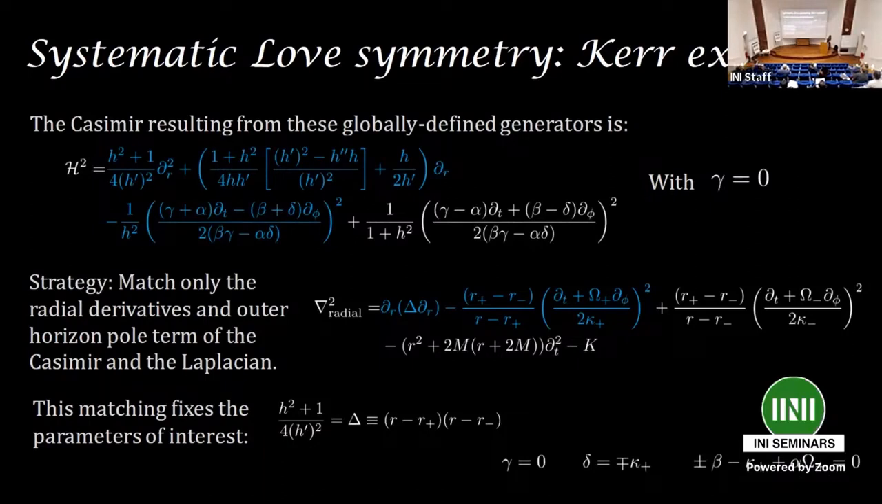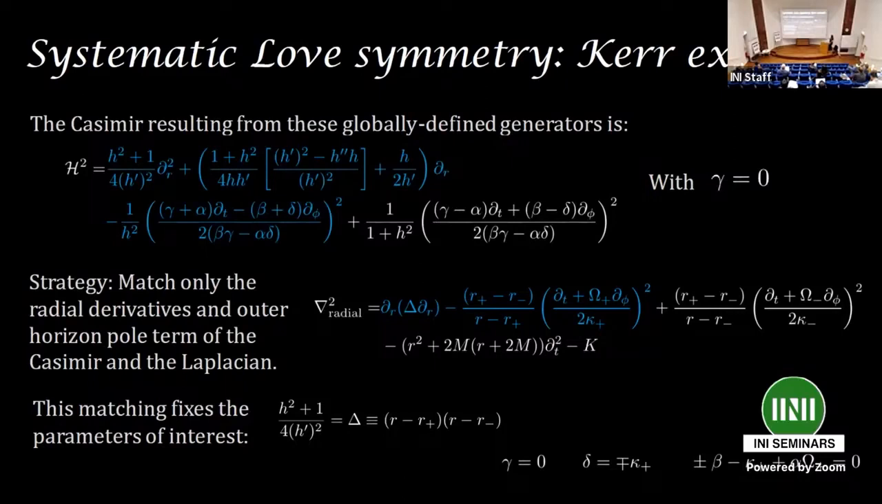It's known for Kerr what this is already, so we didn't have to calculate it, but you can solve this simple differential equation and find out what H is. And then you can also find out what these parameters were in the conformal coordinates by matching the non-derivative terms. It's a pretty simple exercise. And you set gamma equal to 0 yourself. You set this equal to 0 by hand to get global well-definedness.